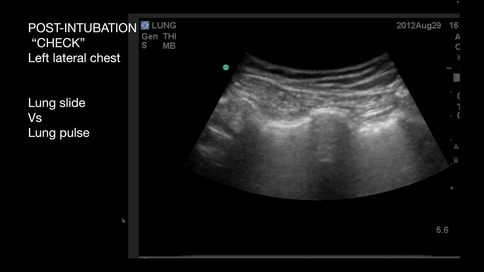Okay, so that's a really handy hack for post-intubation checks if you really want to know where that tube is before you go on and get a chest x-ray or struggle to ventilate a patient. Alright, so that's about all we have for lung ultrasound.